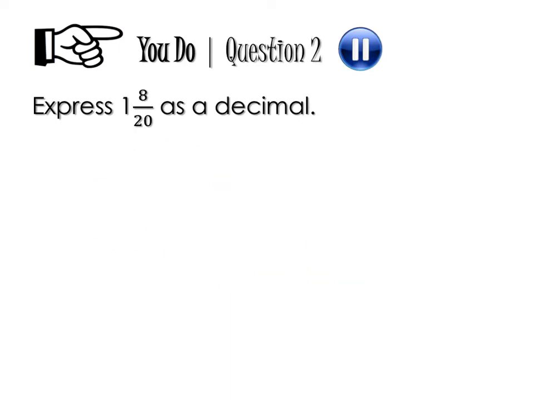Question 2. Express 1 and 8 over 20 as a decimal. Pause the video now to try it on your own. Okay, so let's take a look at how we are going to do this. Going to use green this time around. 1 and 8 over 20 is equal to what as a decimal?